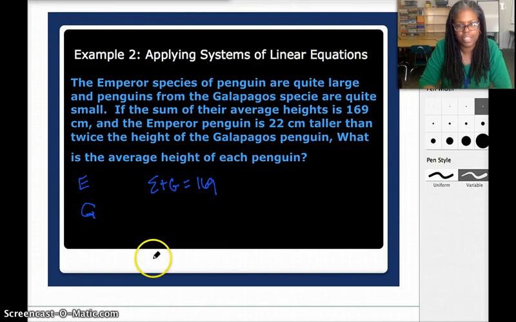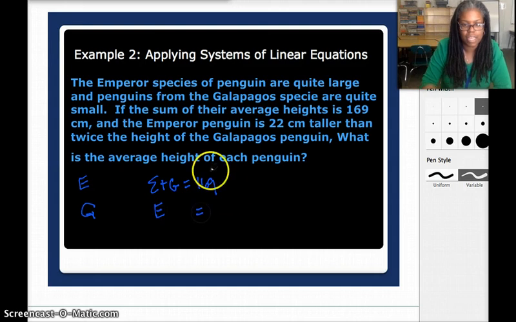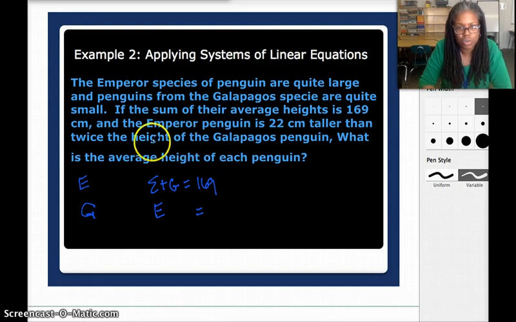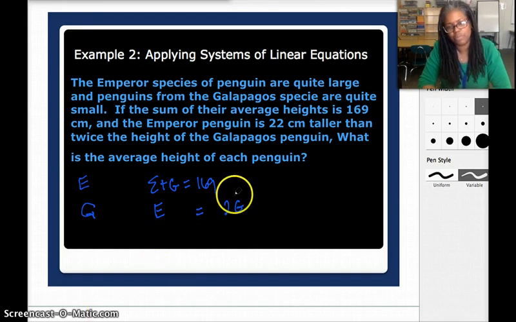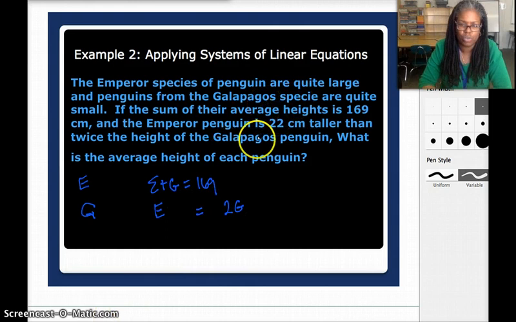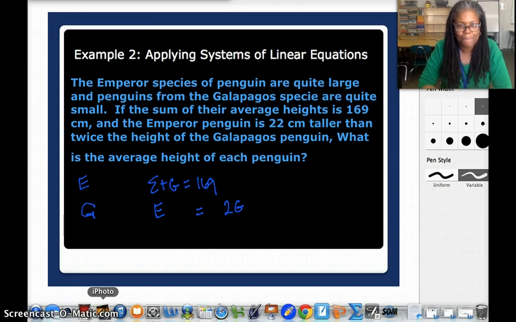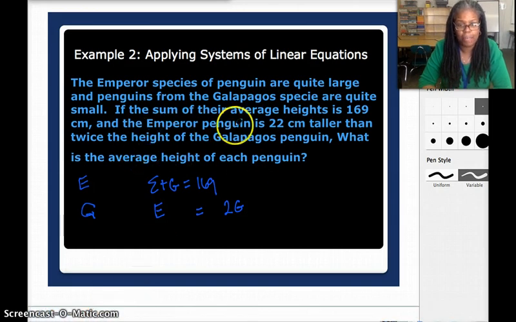How will we get the next equation? When I look around, I see that there's more information. It's comparing the height of the emperor penguin to the Galapagos penguin. The emperor penguin is something in comparison to twice the height of the Galapagos. I like to start by figuring out what they're saying this way. Now, where am I going to put this 22? So I read the sentence again: the emperor penguin is 22 centimeters taller than twice the height of the Galapagos.